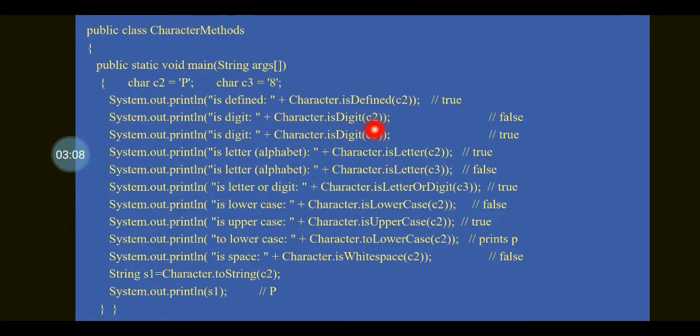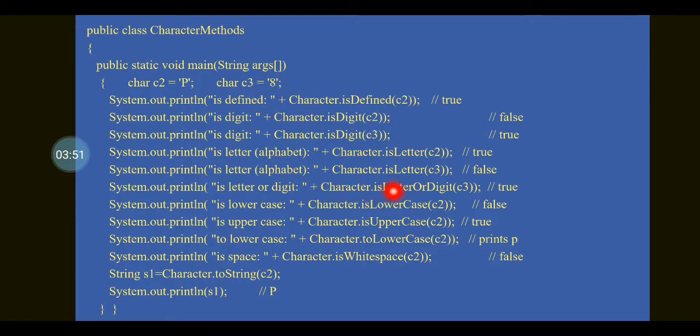isDigit(c2) will return false because the given character in c2 is P. That is, the character stored in c2 is the letter P. It's not a digit, so it will return false. isDigit(c3) will return true because c3 contains the value 8. And isLetter(c2) will return true because c2 contains the letter P. isLetter(c3) will return false because c3 contains 8, it's not a letter.